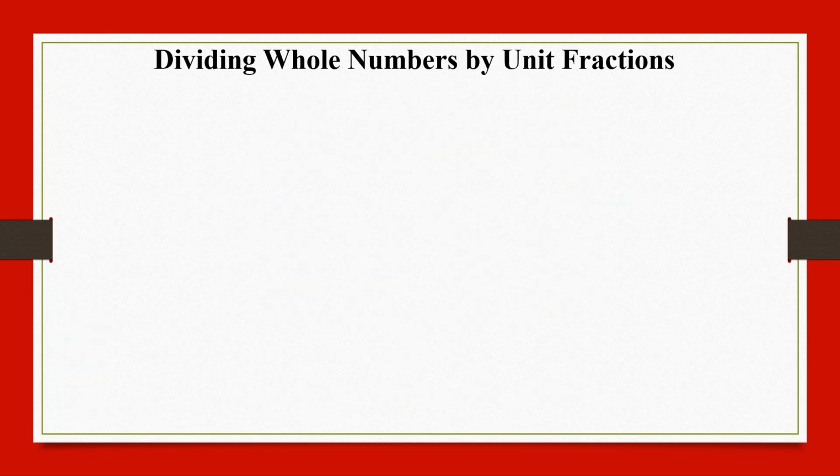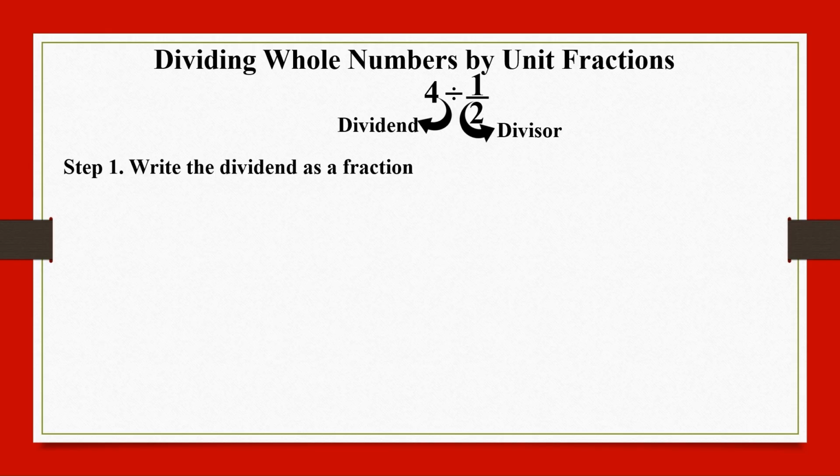Let us try to learn the basic concept of division by using division of whole numbers by unit fractions. 4 divided by half. Here 4 is a whole number and half is a fraction. So 4 is the dividend and half is the divisor. Now in step 1, write the dividend as a fraction. That is 4, you have to write it as a fraction. That is 4 by 1 divided by 1 by 2.